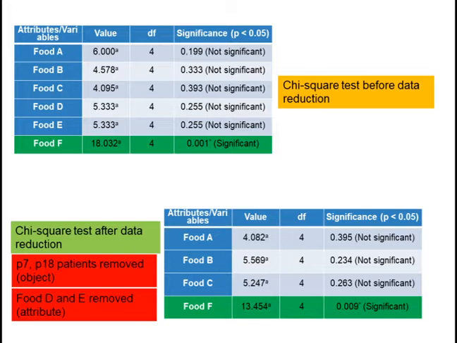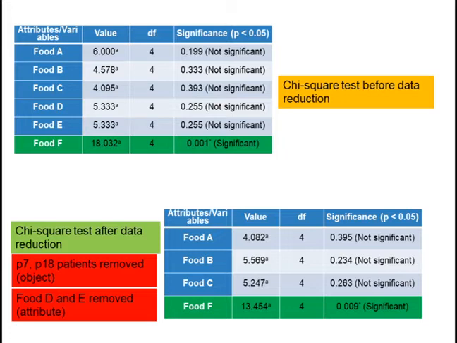Now we are going to check after data reduction. There are two types of reduction here. The first is reduction of object, and the second is reduction of attribute. Patients or respondents P7 and P18 are removed from the data set, which means they are inconsistent data. Food D and E are also inconsistent attributes, so they should be removed.